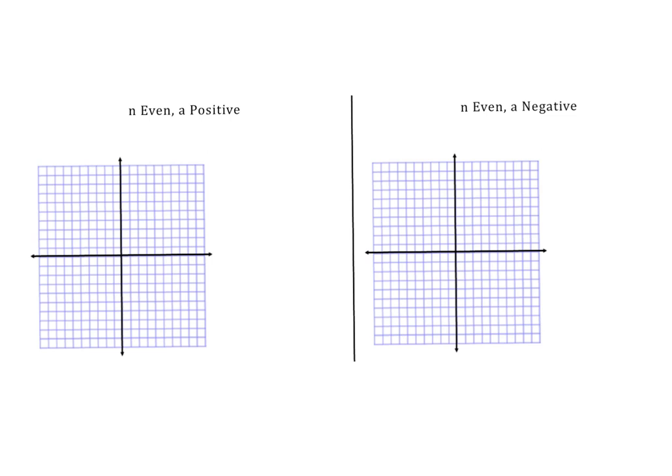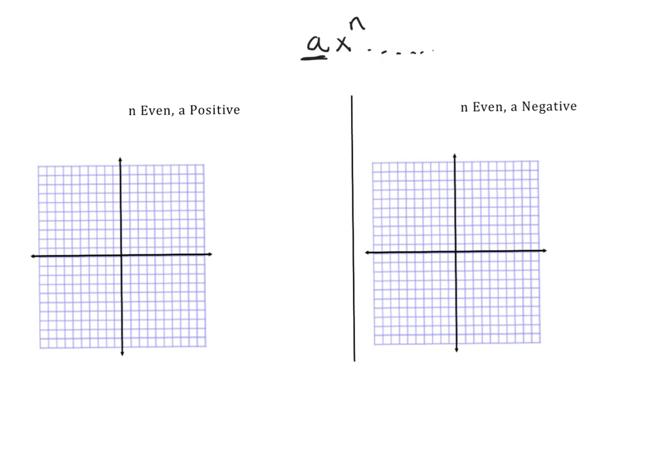So for the graphs, I have them in 4 different categories, and the categories are based on the leading term, ax to the power of n, and then the rest of the polynomial. This is just the leading term. So we're going to look at when n is even for both of these, so even exponents, and then when a, the leading term, is positive versus negative.